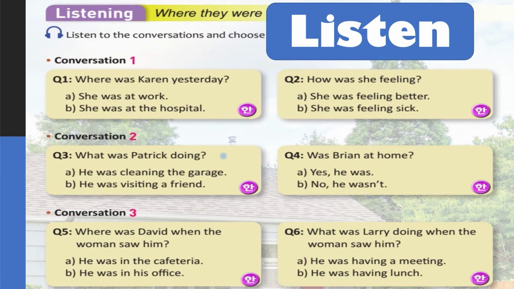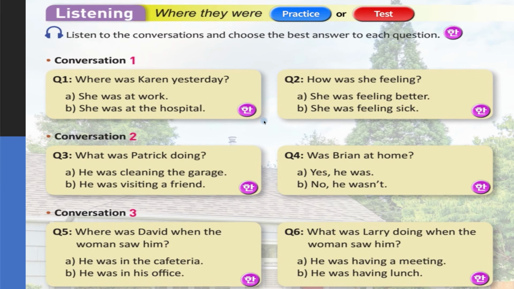When did you see David? I saw him last Friday in the cafeteria. What was he doing? He was having lunch with Larry. Did you ask about the meeting on Monday? No, I forgot. Oh well.